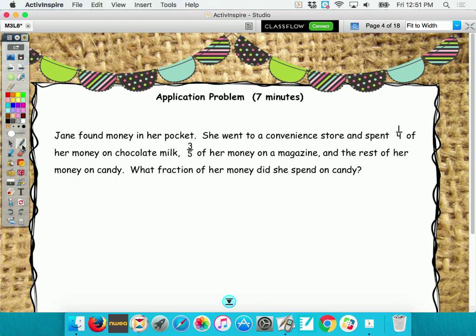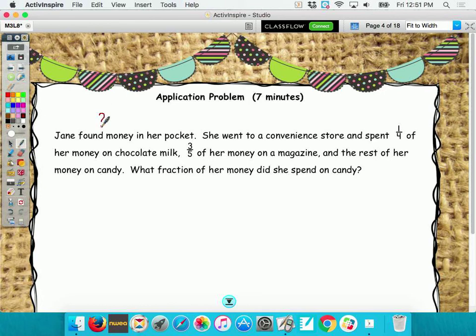This problem, we had one like on our mid-module assessment. I think it was C. So I'm going to read it, and then you tell me what we need to draw to solve it. Jane found money in her pocket. And we don't know how much money, so I'm going to put a question mark there, okay?